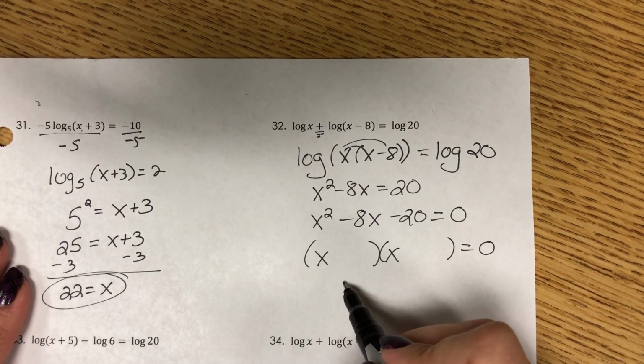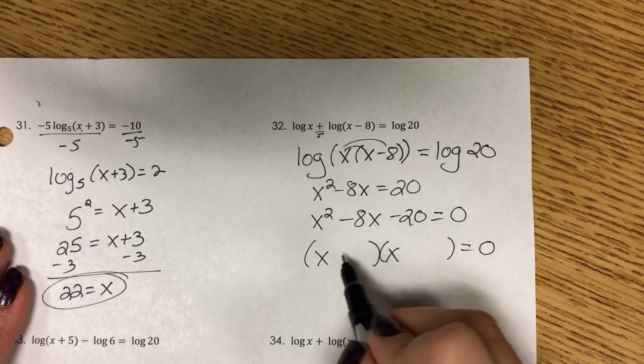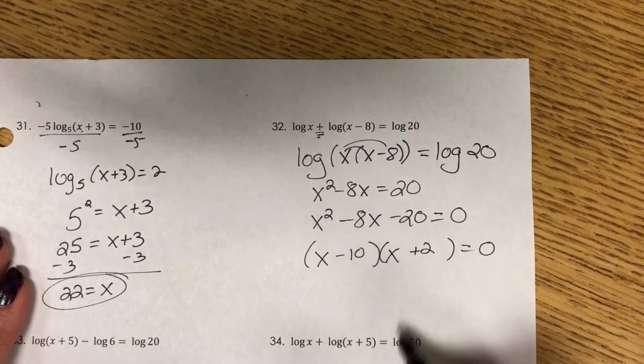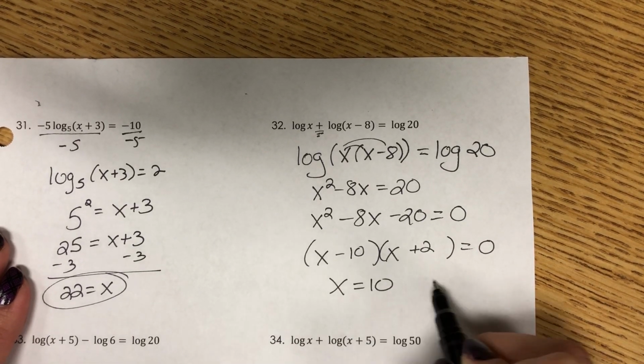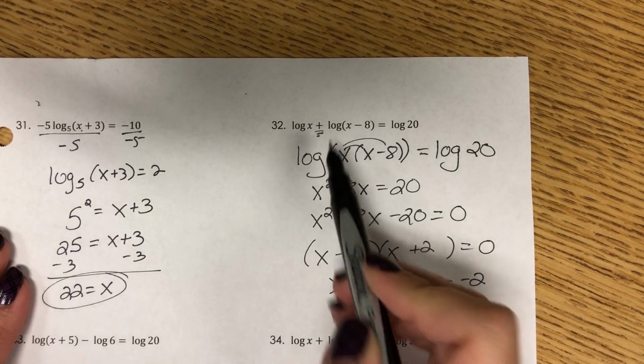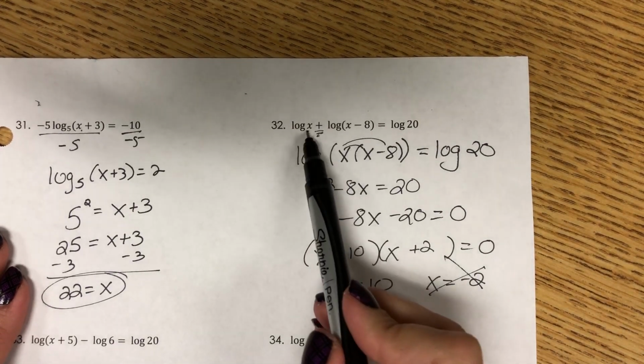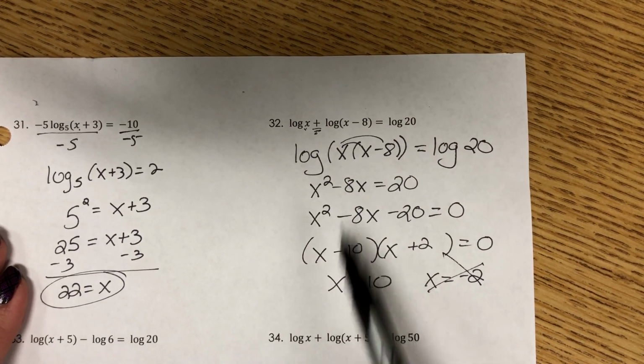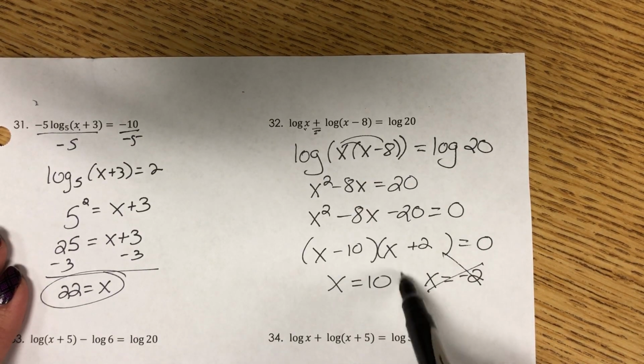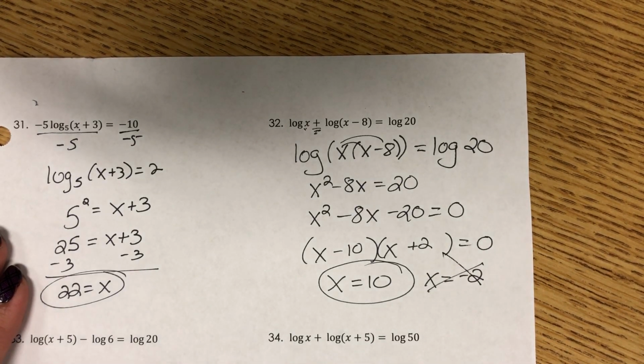I'm going to move the 20 to the left, and I'm going to factor. So let's do negative 10 and positive 2. So already with this x, negative 2 is not a solution because that makes that argument negative. 10 will make everything else positive in the argument, so that's our answer.